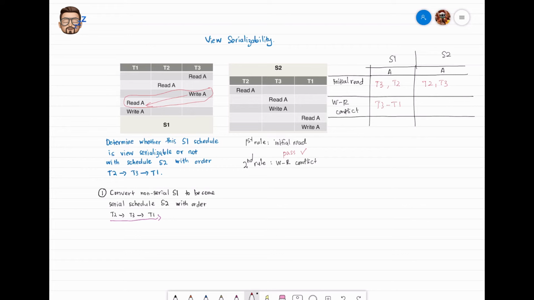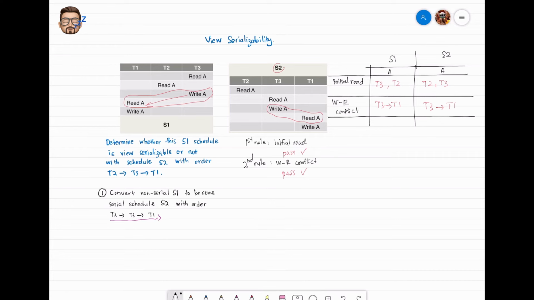This is for S1. Let's take a look at S2. Write to read operation is done also by T3 to T1. Okay, the same value, T3 to T1 in S1, T3 to T1 in S2. So it means we pass also the second rule.